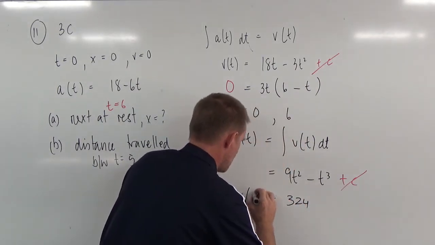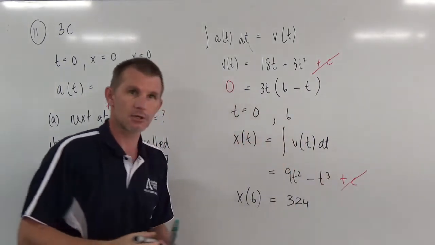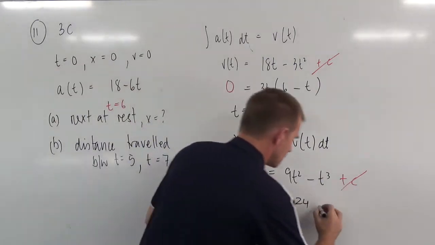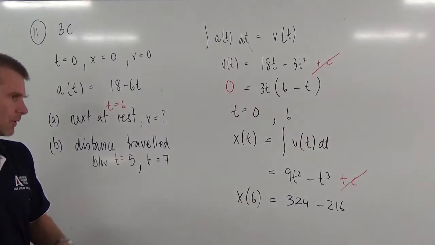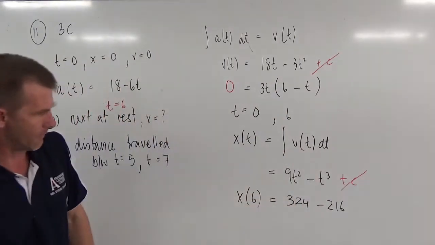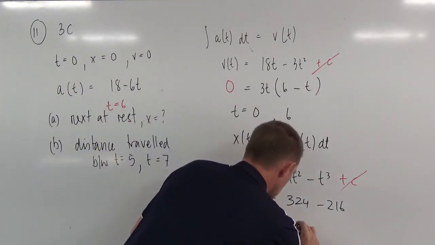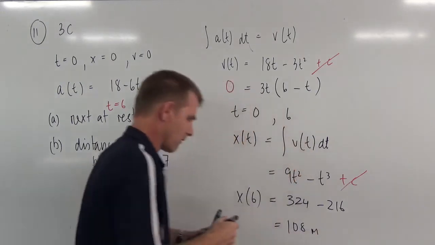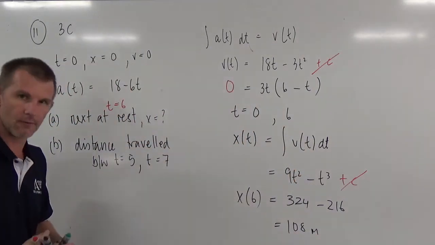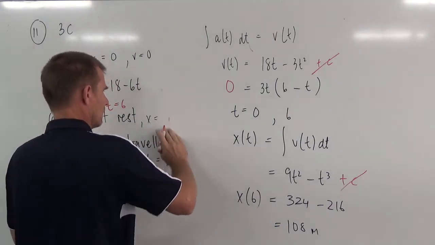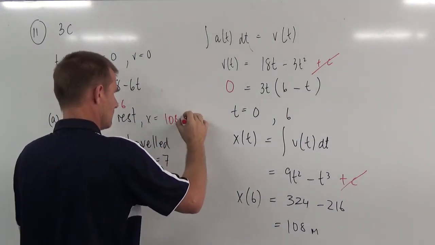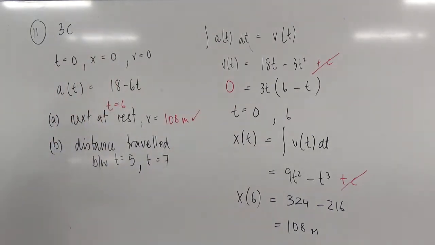So this would be x of 6. And 6 cubed is 216. Work that one out, and there's your answer as to where it is. Somewhere positive, 108, I think. 108 metres in front of the origin. So this part here is fine. 108 metres, done. Hopefully that makes sense.